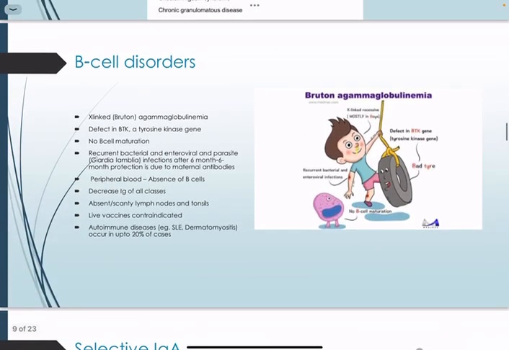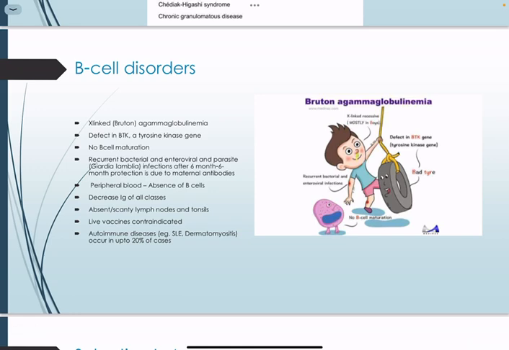The first type of B-cell disorder is what we call X-linked agammaglobulinemia. Just look at the name. It's X-linked, so males better than females, exactly, male predominance. The defect in this disorder is in the BTK gene, or tyrosine kinase gene, which is very crucial for B-cell maturation. So there's no B-cell maturation, and we need a mature B-cell to differentiate into a plasma antibody-producing cell. Without this gene, B-cells will not differentiate, and we don't have antibody production.